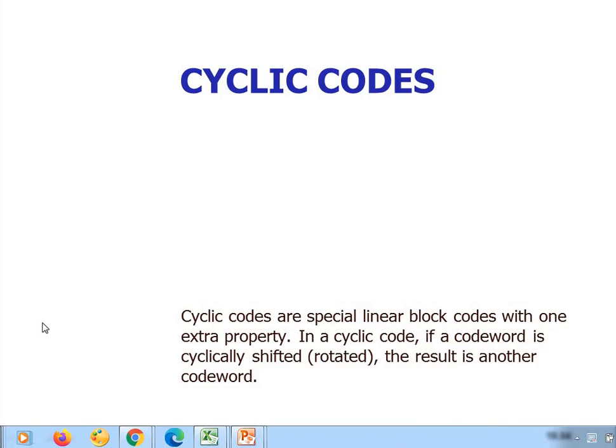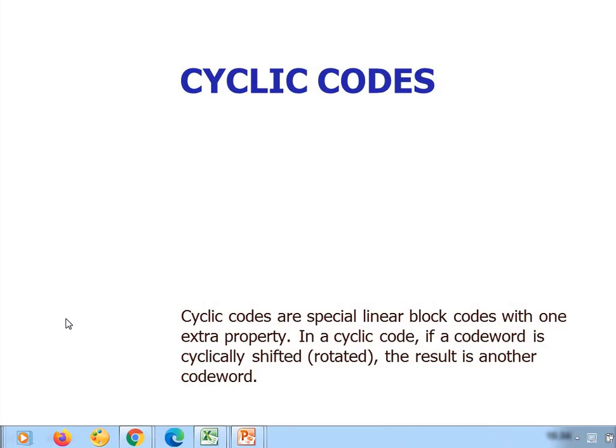So today we are going to discuss the concept called a cyclic code. Cyclic codes are special linear block codes. Yesterday we saw the different linear block codes. This one comes with an extra property: the code word is generated by shifting the bits cyclically.